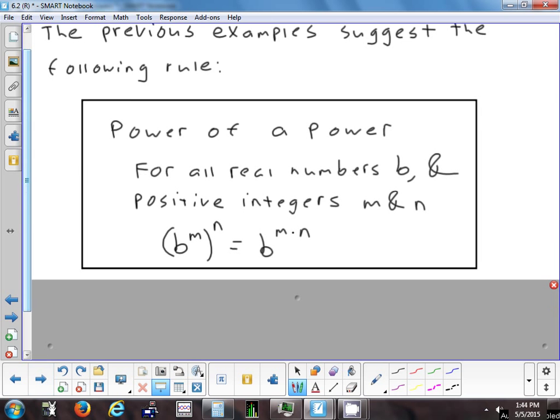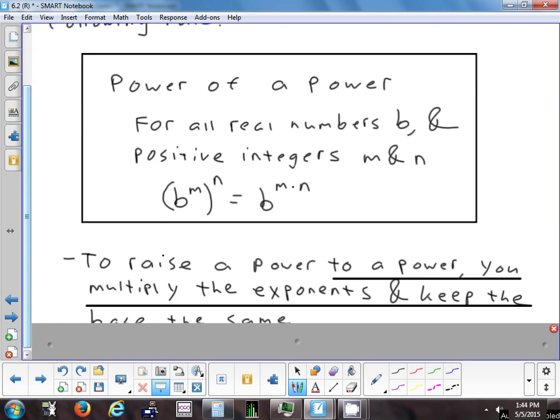Okay, so this is called a power of a power, or power raised to a power. If you have a base, and it has a power, and then you raise it to another power, what happened to my base? It stays the same. Okay, the base doesn't change. What did I do with my 2 exponents? M times n. I multiplied them.